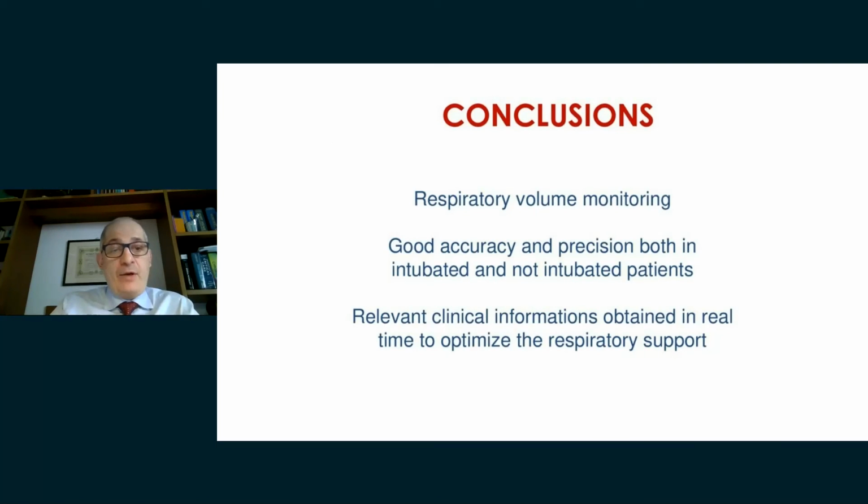So, the conclusion of my talk. Now, dear colleagues, we have the possibility to have respiratory volume monitoring. This system presents good accuracy and precision, both in intubated and non-intubated patients. And we could have at bedside, in real time, relevant clinical information to optimize the respiratory support during spontaneous breathing and non-invasive ventilation. Thank you very much.